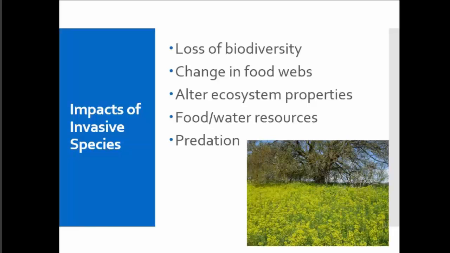So as a reminder, invasive species cause a lot of negative impacts in ecosystems. Some indirect impacts could be loss of biodiversity, changing food webs, altering other ecosystem properties, and sometimes these invasive species are directly competing with native species for food and water resources or other resources like light if you're a plant. They can also directly predate on native species. And the reason I bring that up is because today we're going to be talking a lot about the impacts that invasive species have and trying to figure out how they cause those impacts in ecosystems.